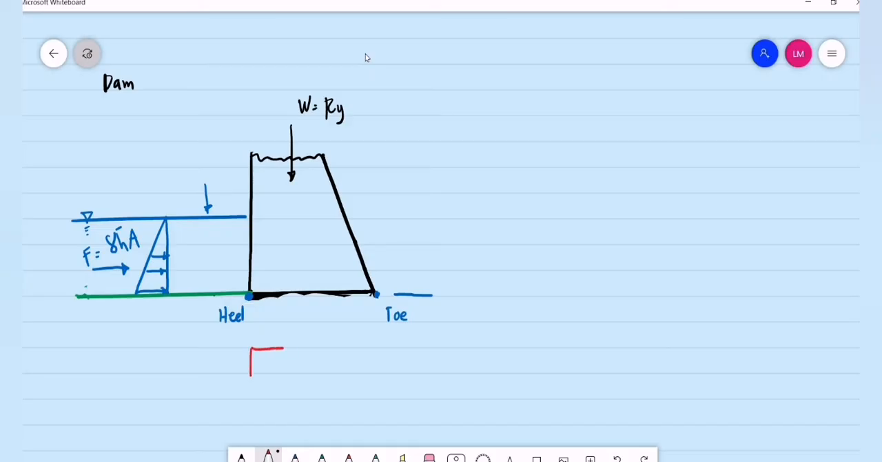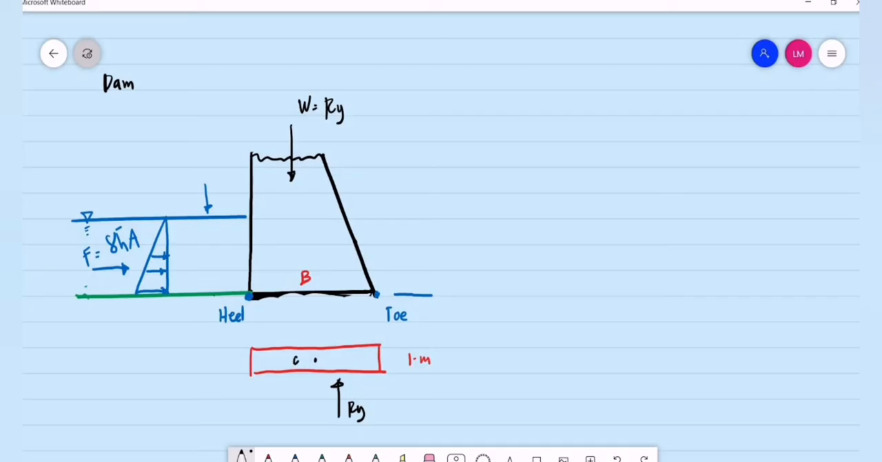In the conservative analysis, we are just considering 1 meter strip. Okay, so this is just a 1 meter strip. So let's say B is the width of the base. So if we are to do summation of vertical forces, I will be having a reaction at the base also equal to the weight of the dam, or the same as the Ry.